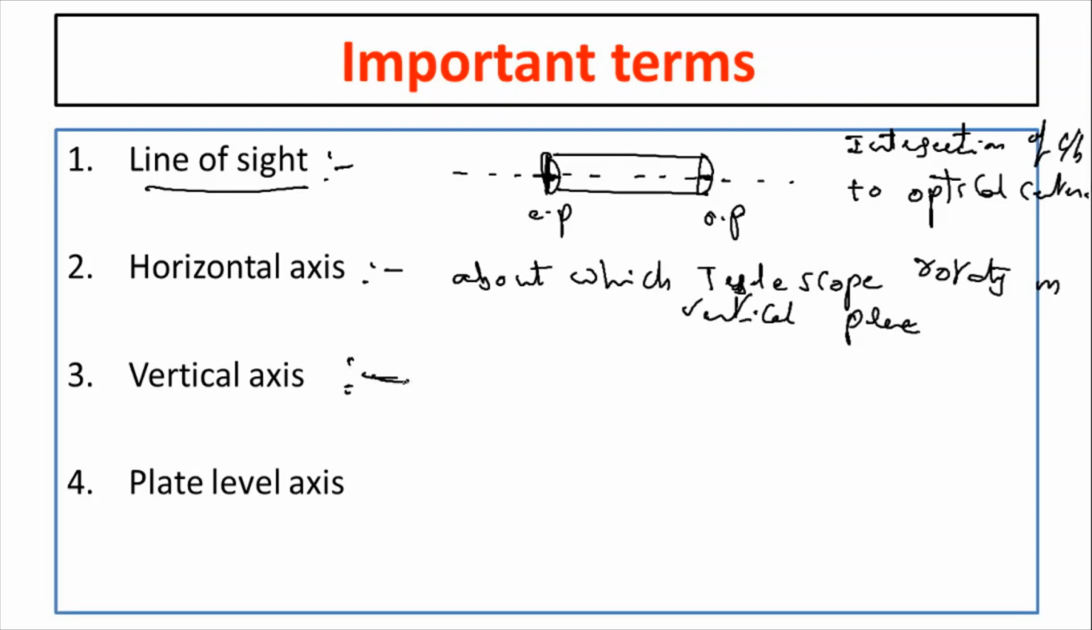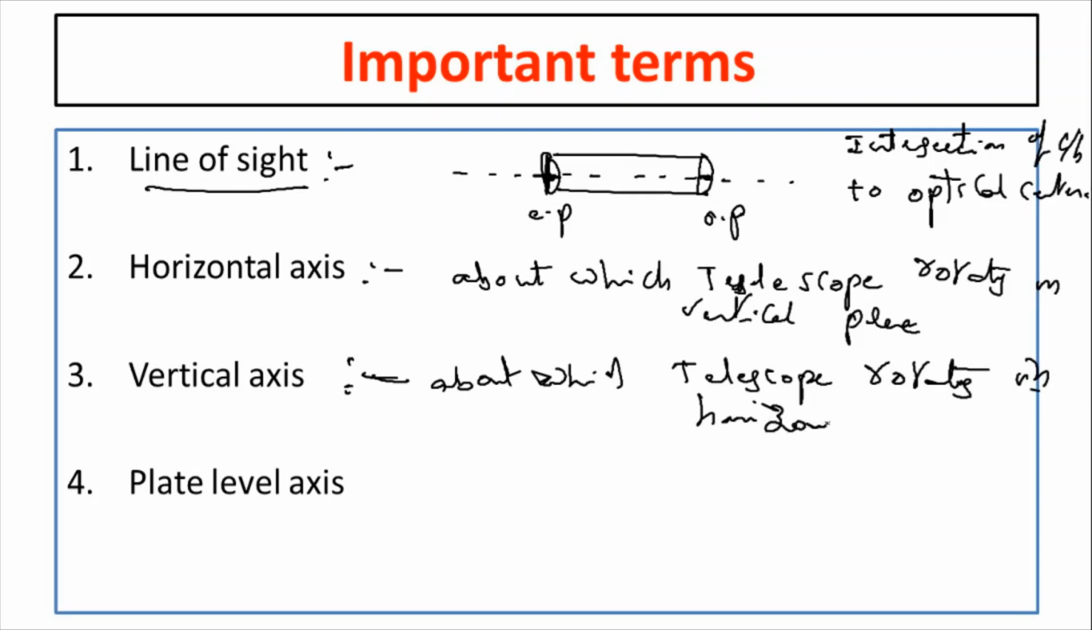Then vertical axis means the axis about which the telescope rotates in the horizontal plane. So when I say vertical axis, that is the axis about which the theodolite rotates in the horizontal plane. When I say horizontal axis, that is the axis about which the theodolite rotates in the vertical plane.